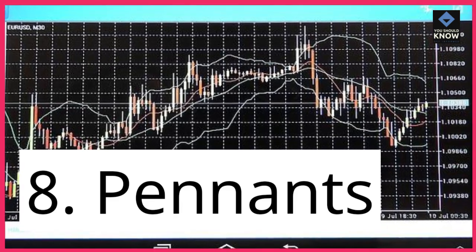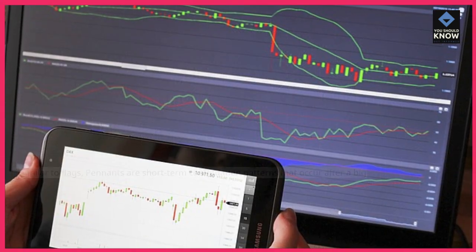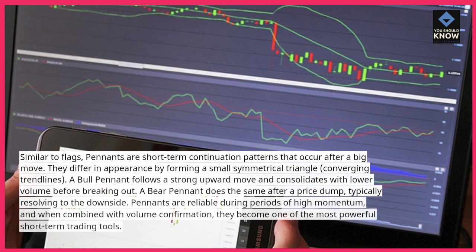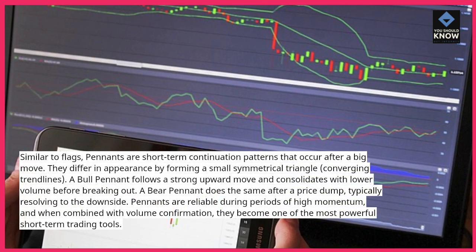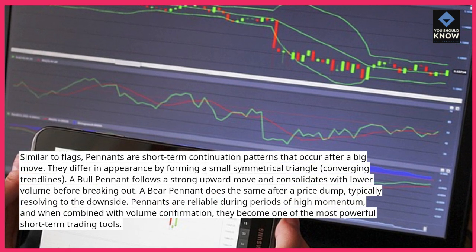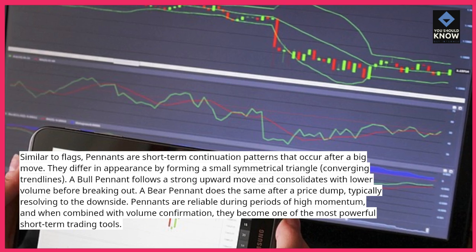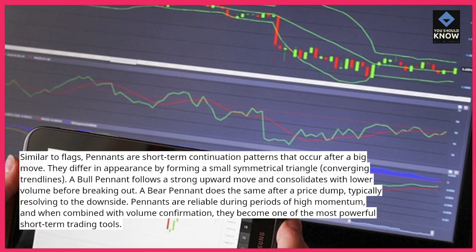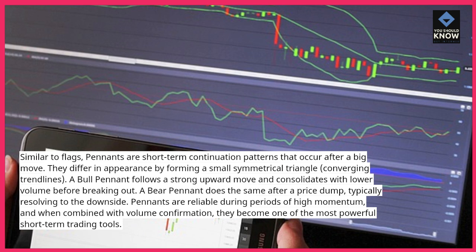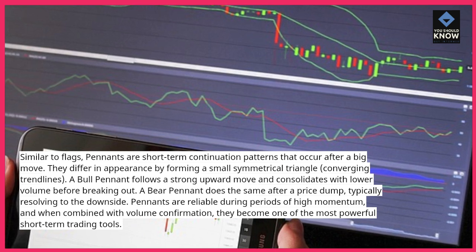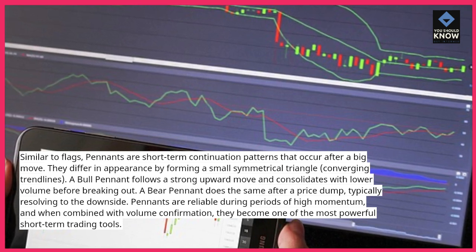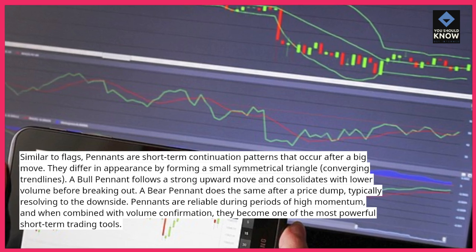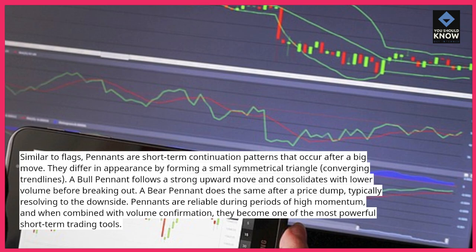8. Pennants. Similar to flags, pennants are short-term continuation patterns that occur after a big move. They differ in appearance by forming a small symmetrical triangle, converging trendlines. A bull pennant follows a strong upward move and consolidates with lower volume before breaking out. A bear pennant does the same after a price dump, typically resolving to the downside. Pennants are reliable during periods of high momentum, and when combined with volume confirmation, they become one of the most powerful short-term trading tools.